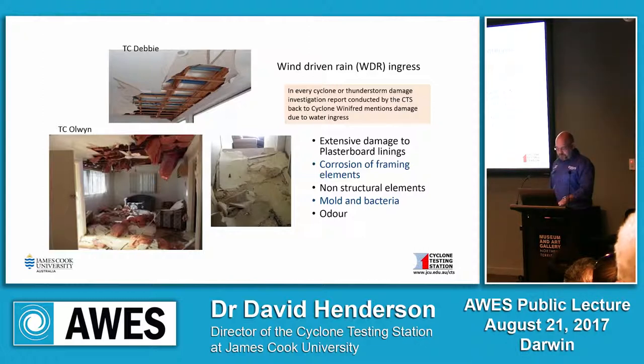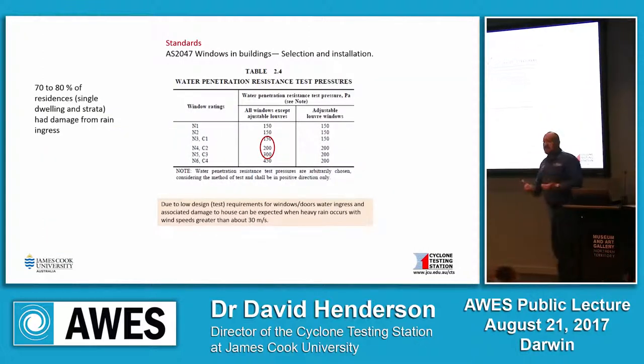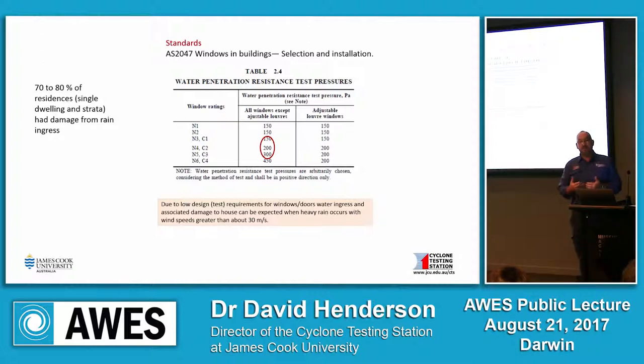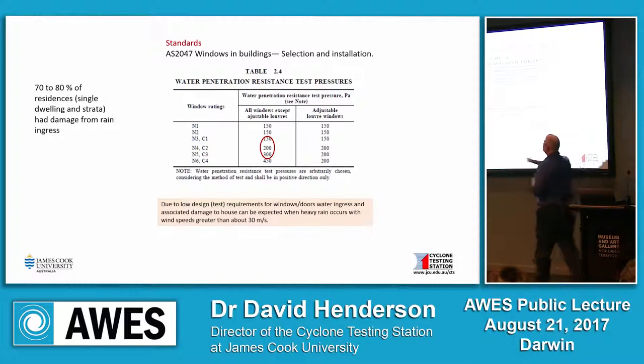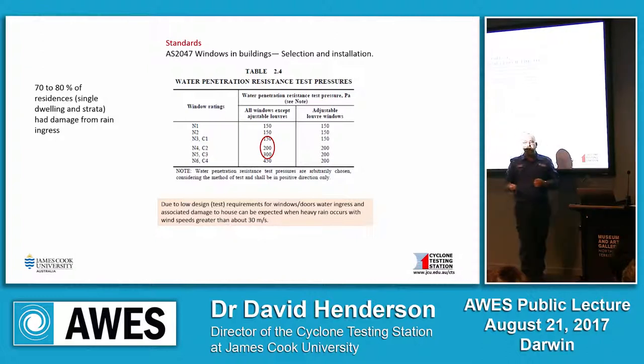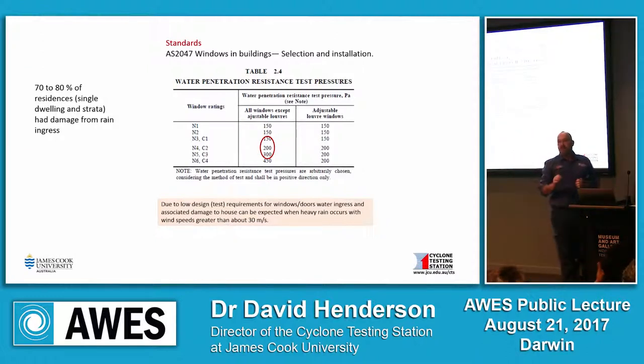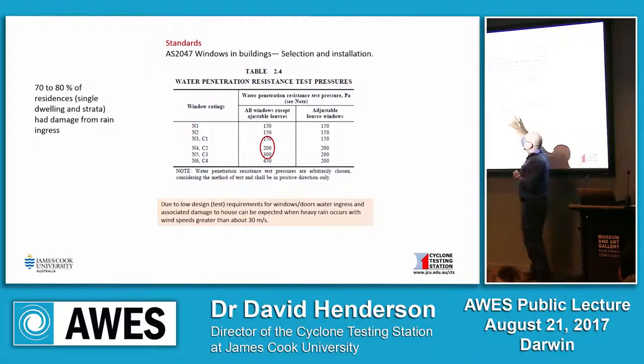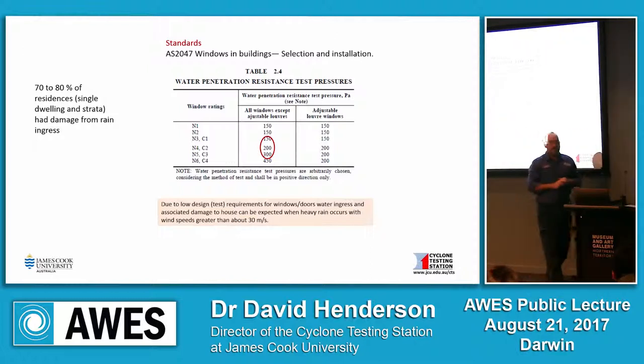So one of the reasons that we're getting so much water coming through our windows and stuff is that the test requirement for these areas, for our windows, is a tenth of the pressure during these types of events. So it's no wonder we've got water jetting in everywhere. So we've really got to start looking at how we can help to better control this type of water.